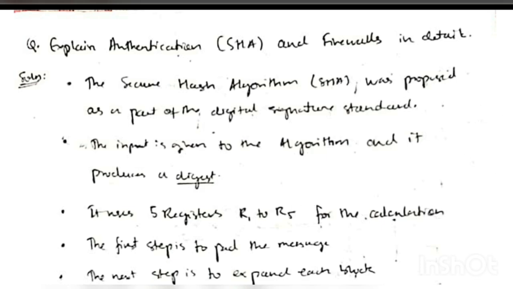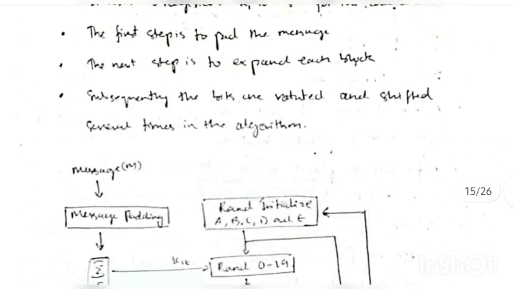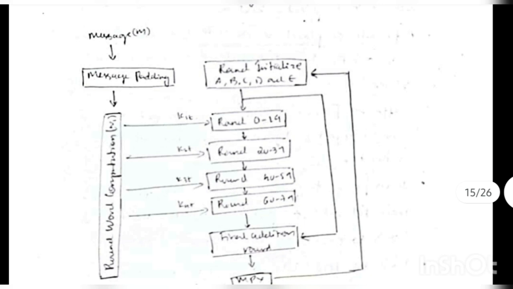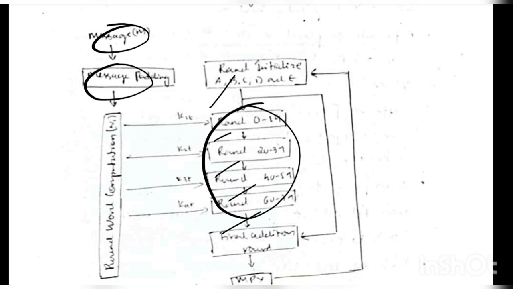Okay, and in this you will have 5 registers, R1 to R5. See the diagram here. We have an input here. That input will be padded, that is, made to a standard size, and there will be 5 registers here. The first 4 registers are for the iteration, and the last one is for the final calculation.